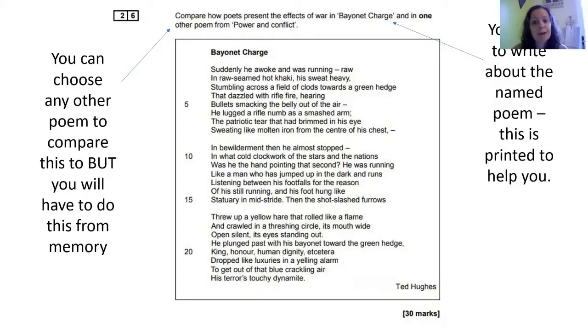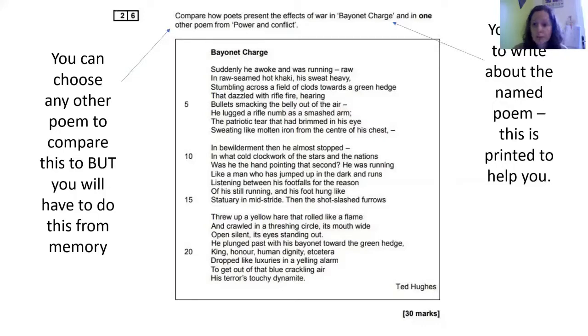However, that's not it. This is a comparison question. That's the command verb at the start. You have to compare it to another poem. Now, you can choose any of the other poems to compare it to. You've got a choice of 14. However, you do not have the rest of the anthology in the exam. All you've got is the list on the previous page. So you're going to have to write about the second poem which you've chosen from memory.